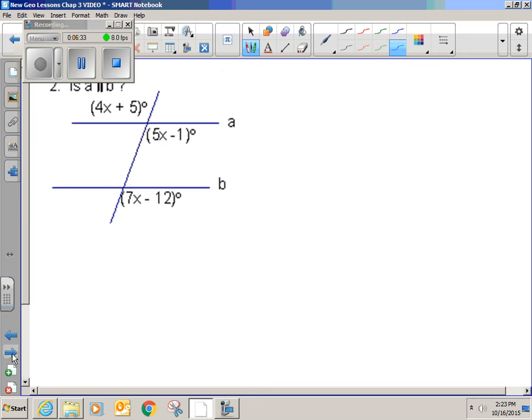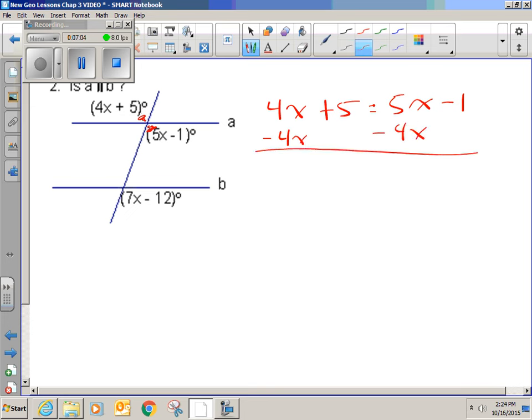Let's do some problems. Looking at this problem right here, is line A parallel to line B? Before I do anything, let's just look here, and I now know that this red angle right here has got to equal this red angle right here, because those 2 angles are vertical, right? So I know right now that 4x plus 5 is equal to 5x minus 1. I can now quickly solve this for x by subtracting 4x on both sides. I'm going to get 5 is equal to 1x minus 1. Add the 1 to both sides. X, therefore, is equal to 6.